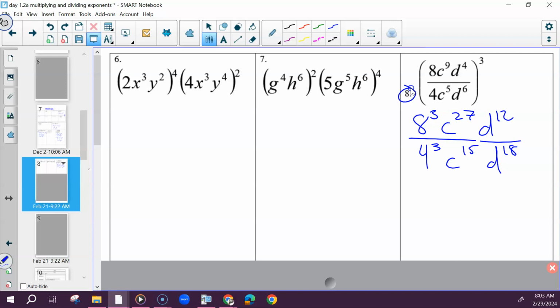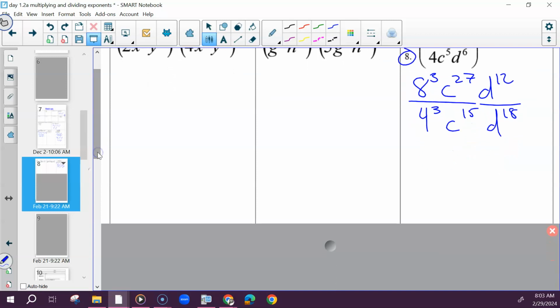And then start subtracting. We also need to change both of these and figure out what those are. So what's 8 to the 3rd? 512. If we're subtracting, what would our new c value be? What would our new d value be? The exponent value, -6. And then 4 to the 3rd.